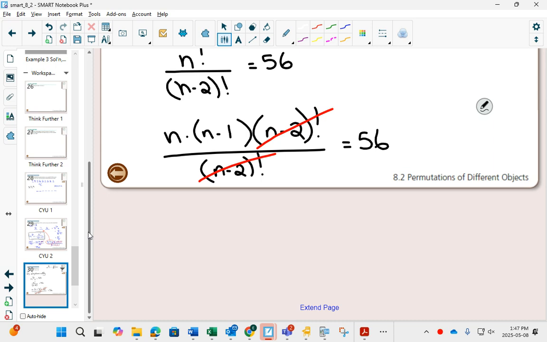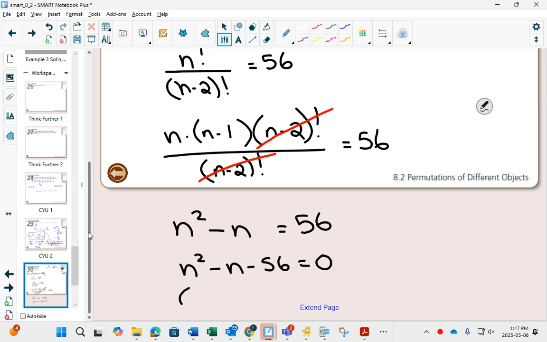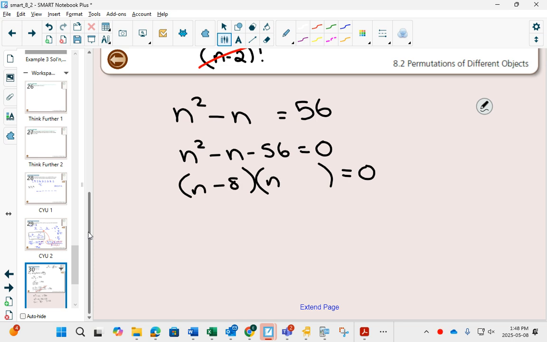I have n times n minus 1, which happens to be n squared minus n, and it's equal to 56. How do I solve this kind of equation? We make one side equal to 0 and factor, which factors nicely to n minus 8, n plus 7. Check outside, inside, yep. And so possibilities are n equals 8 and n equals negative 7. But negative factorials do not exist. So the only answer is n equals 8.